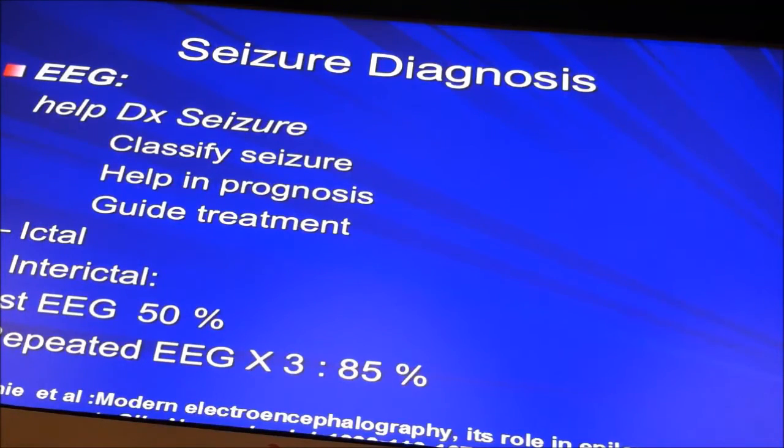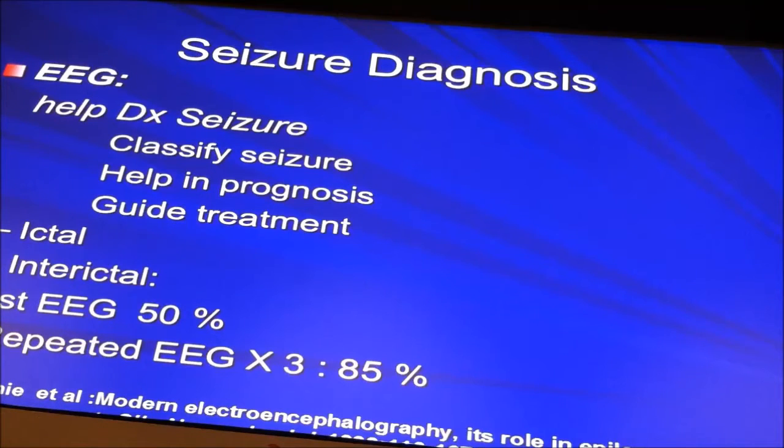Now, what do I do? Our secret weapon is the EEG. So, why do I do the EEG? Because it helps me diagnose seizure, it classifies seizure, it helps in prognosis and guides treatment. That kid is infantile spasms until proven otherwise. If I do the EEG, even if I don't see the patient, and I look at the EEG, he's going to go on steroids until proven otherwise. Okay? Because it's a spot diagnosis. So this is very helpful in doing the EEG.